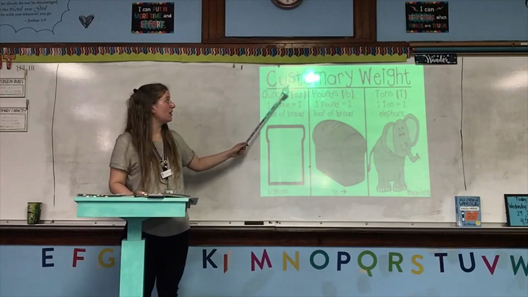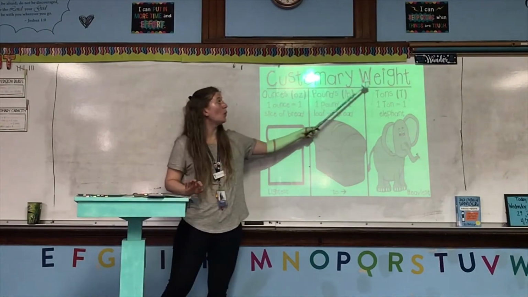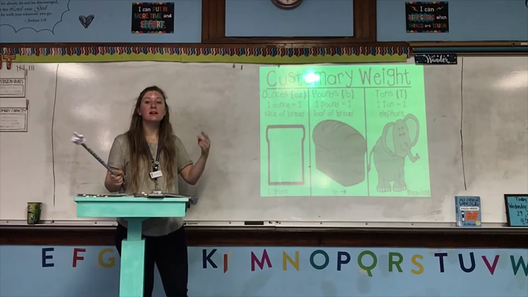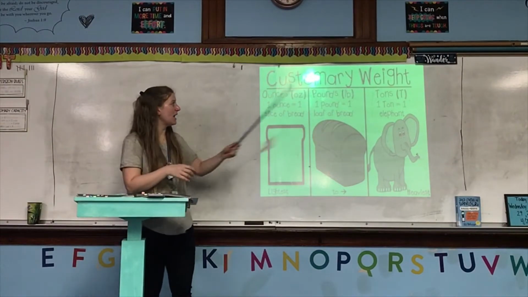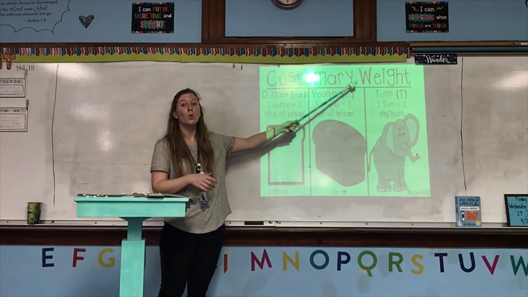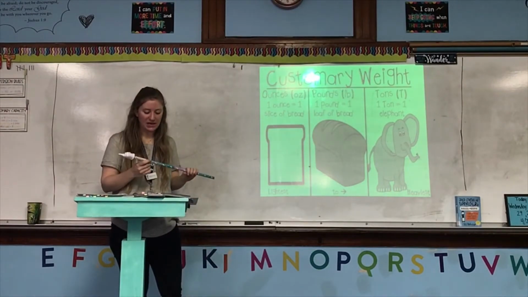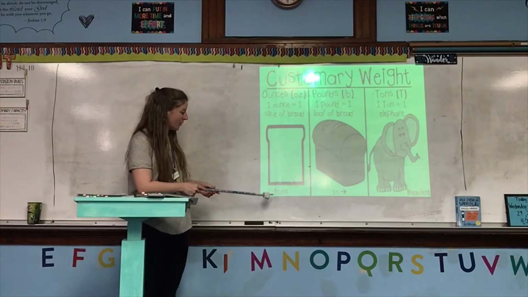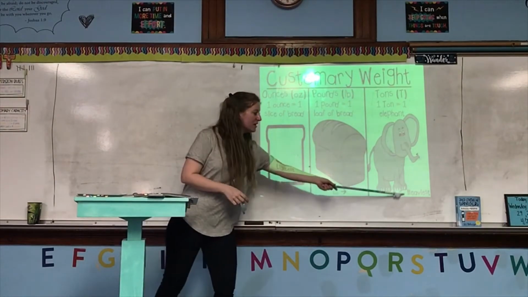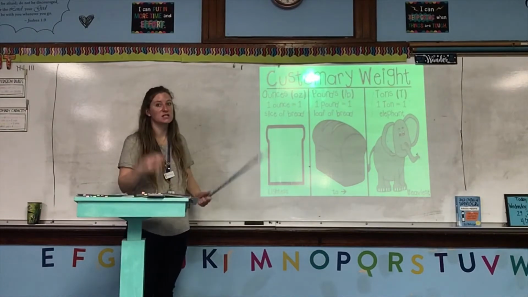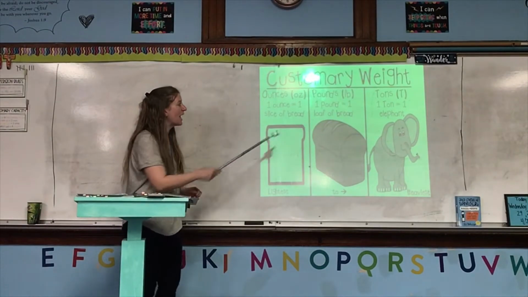Today we're learning about units of customary weight. So we've talked about units of customary length, customary capacity, and now we're talking about customary weight. This is what we use most commonly here in America. From lightest to heaviest, which are synonyms for least to greatest or smallest to largest, we have ounces.